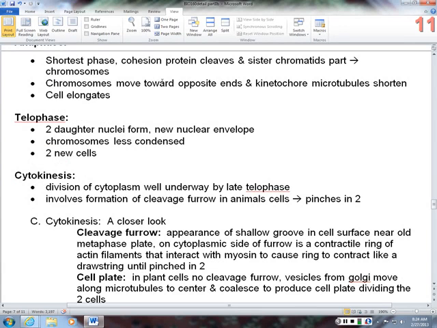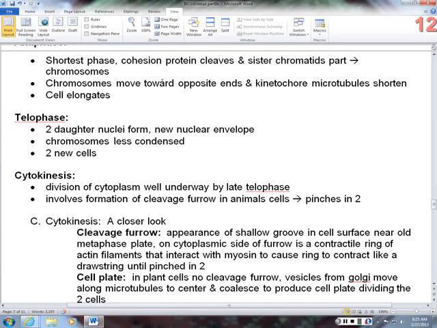So with cytokinesis, the division of the cytoplasm, it's well underway by late telophase. In a human cell, they're going to be pretty close to being synchronized, where you're going to have them pinching off. This pinching off is occurring in anaphase in a human cell, getting ready to divide. So during anaphase and telophase is usually when you'll see it in a human cell.